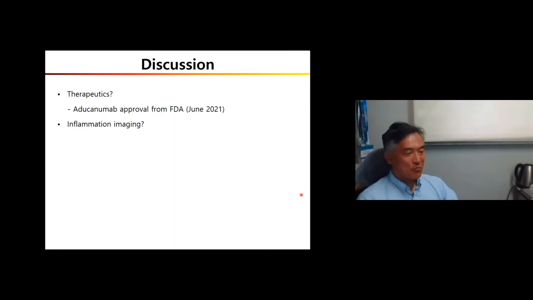But we hope sooner or later we can have Alzheimer's disease therapeutics from some company. And also, as a next step, radiochemists want to make inflammation imaging for the diagnosis of Alzheimer's disease, because chronic inflammation can cause Alzheimer's disease.